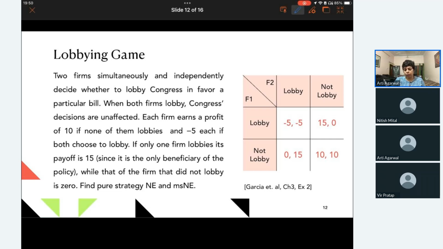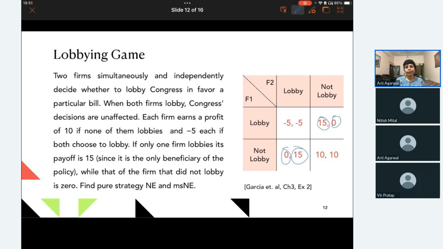Let's see. If I am lobbying, the other person will choose to not lobby. If I am not lobbying, the other guy will choose to lobby. If the other guy is lobbying, I will choose to not lobby. If the other guy is not lobbying, I will choose to lobby. So this is, if you can see, very similar to the straight swerve game which we had discussed earlier in the class, right?